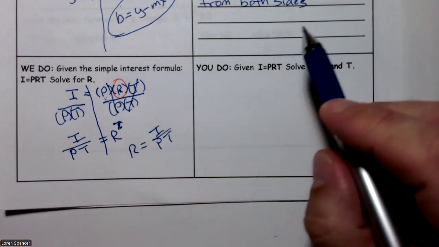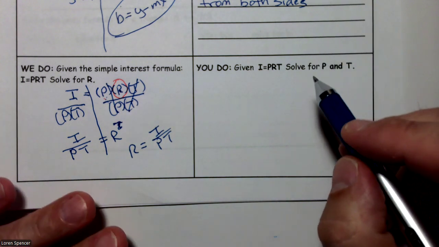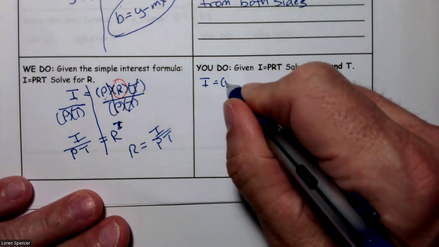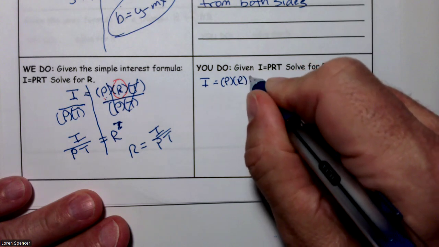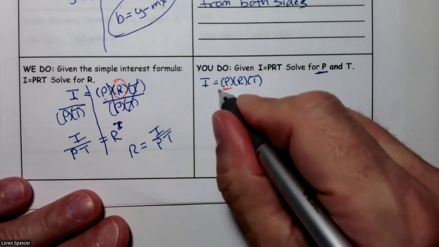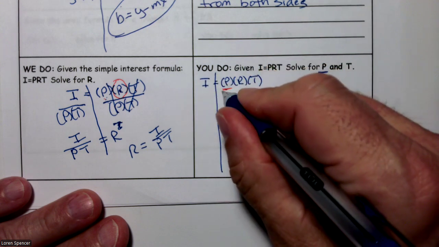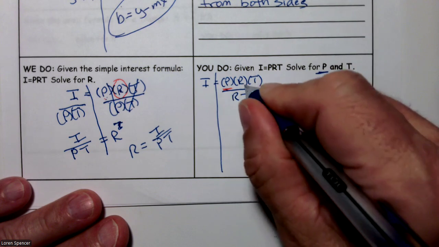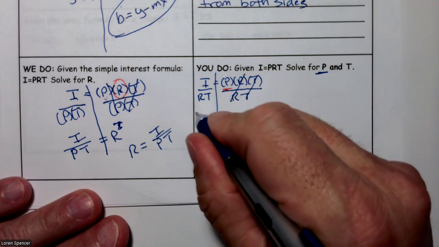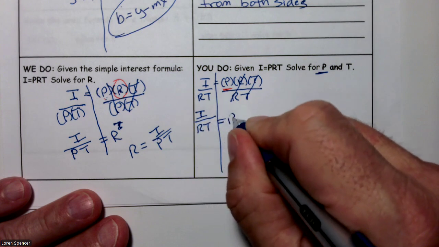The next one says solve for P and T. And in class, we only solve for one of these, but I'm going to do both of them here. So first off, I equals (P)(R)(T), and we're going to solve for P. That's what we're going to do first because it asks us to solve for P. Well, this is multiply, and I have to undo multiplication, so I need to use division. So I'm going to divide by R and T on both sides. So I end up with I over RT equals P.